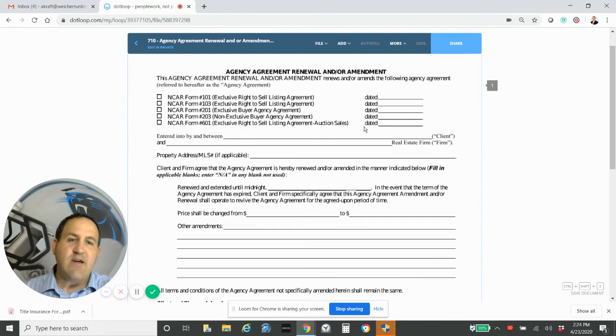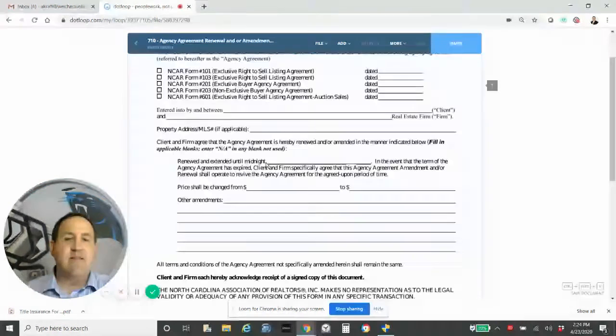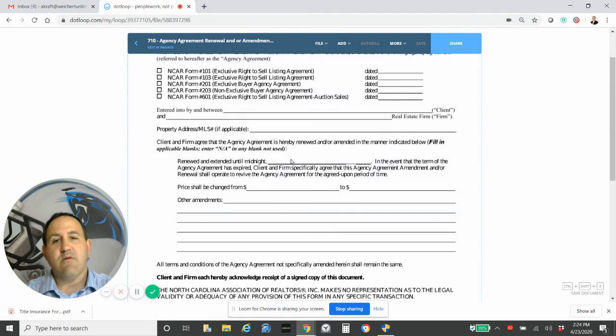It's between the client's name and the firm name, whatever was listed on the listing agreement or buyer agency agreement, that's what should be on here. The property address or MLS number if it's a listing. For buyer agency, just put NA in there, that's fine. Are we extending the agreement? That's the first block, extending the agreement. So the new one is extended to X date. If you're not extending it with this amendment, you can just do NA on that.